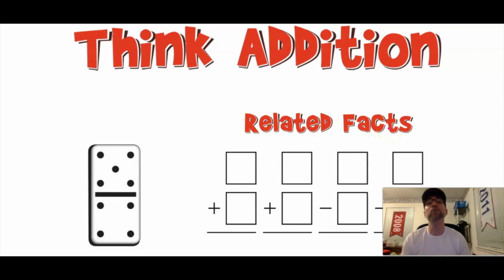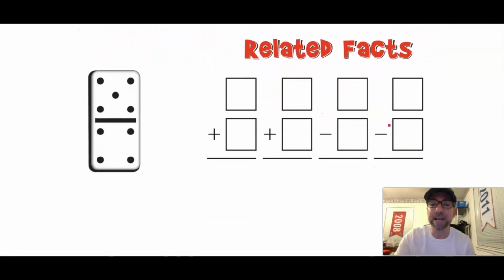Now, last year we used the words fact family. And that's true. We're going to use those words again this year. But they're also called related facts. Fact family, related facts. So you can see that we are going to write 4 number models. And my number models are going to be written up and down. And I have 2 addition number models that I'm going to be able to make from my domino. And I'm also going to be able to make 2 subtraction number models.